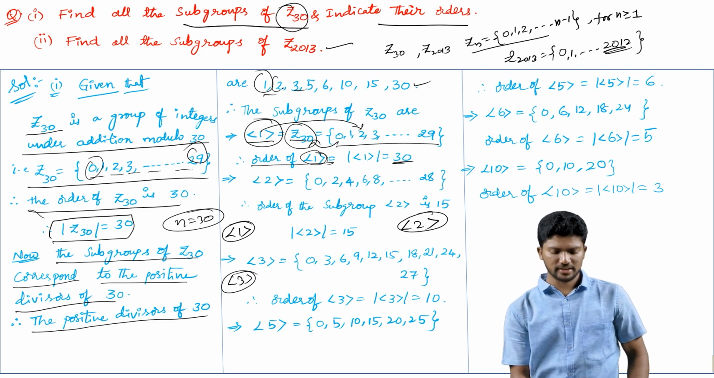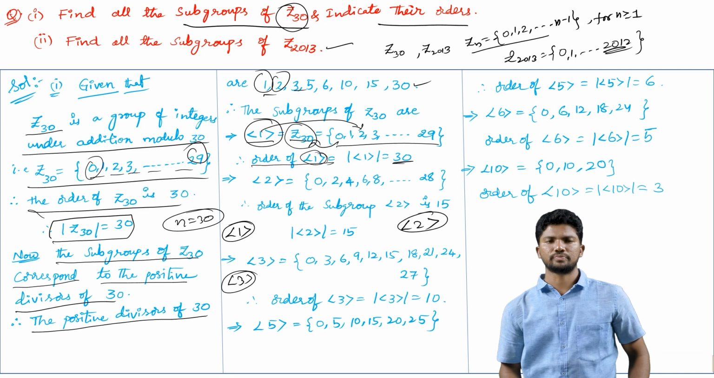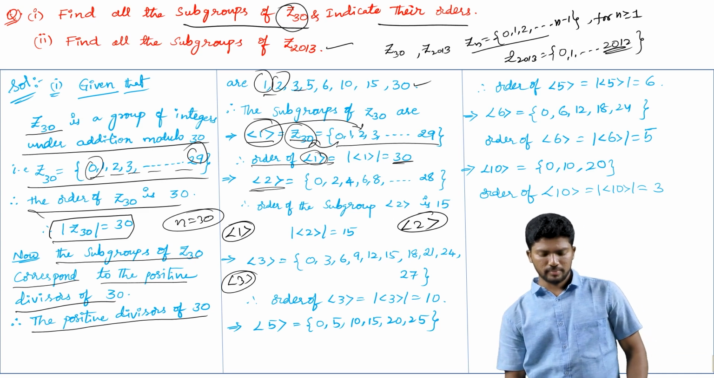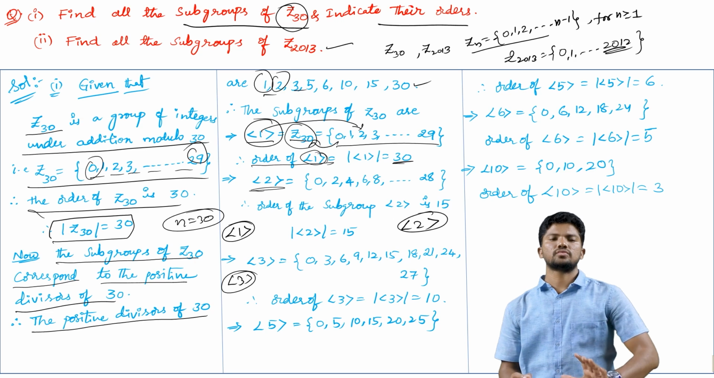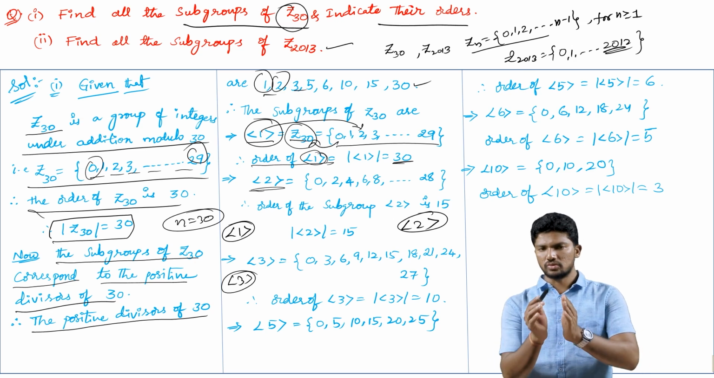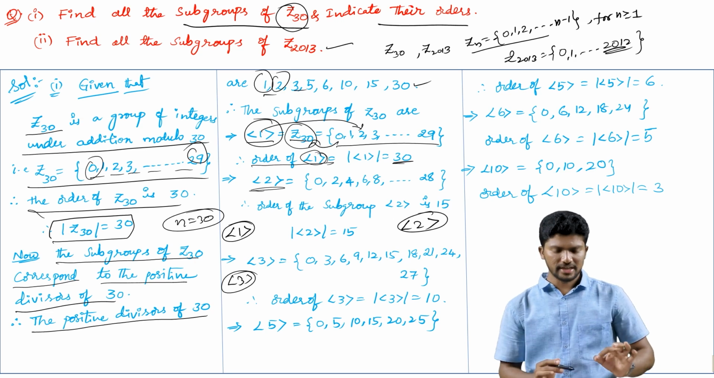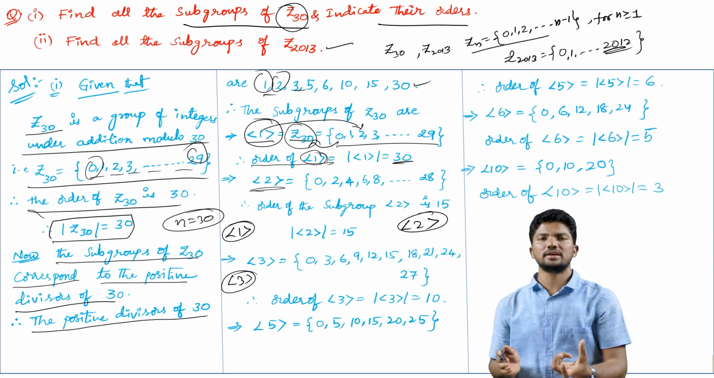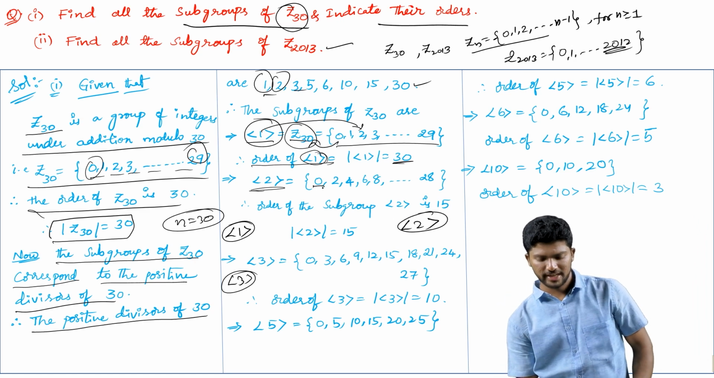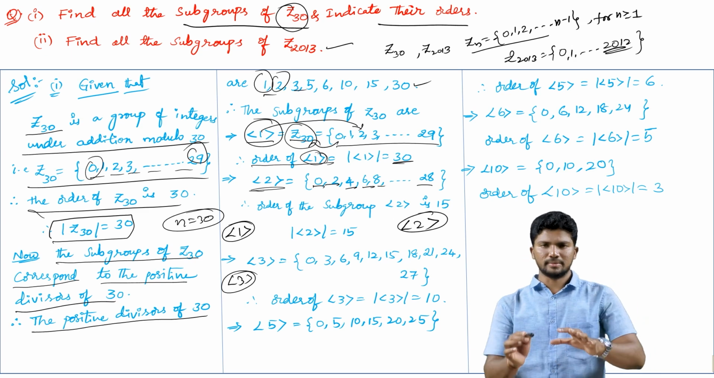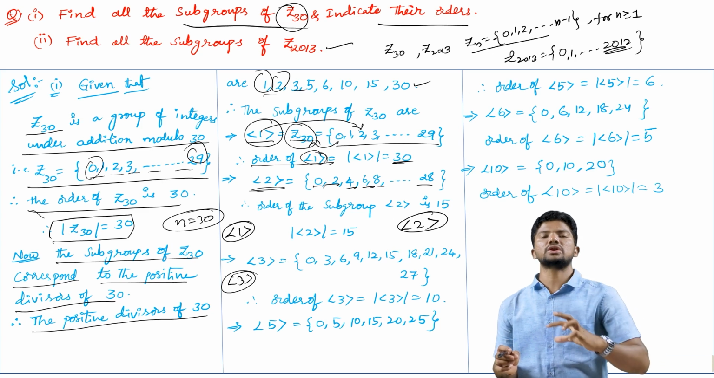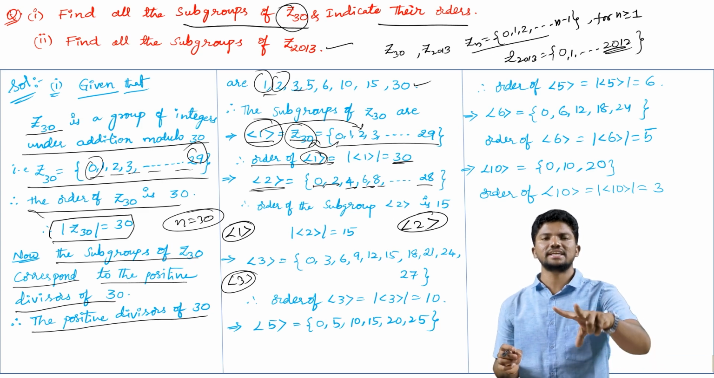Next, the second positive divisor is 2. The subgroup generated by 2 is given by {0, 2, 4, and so on up to 28}. You have to take the elements from Z suffix 30 which are multiples of 2. If you observe carefully, in 0, 2, 4, 6, 8 up to 28, the relation between them is that the common difference between any two consecutive numbers in that set is 2.